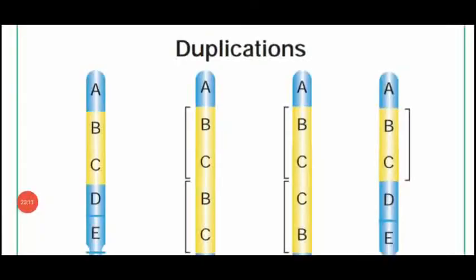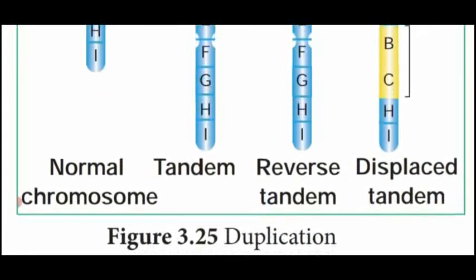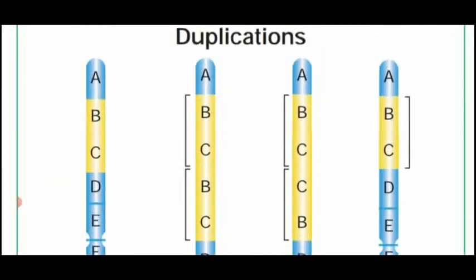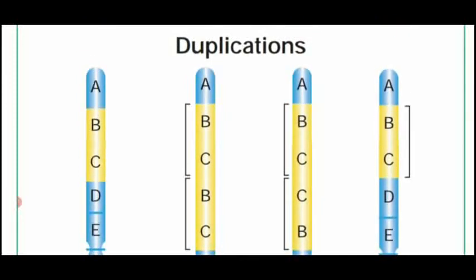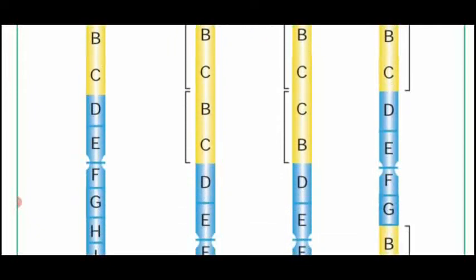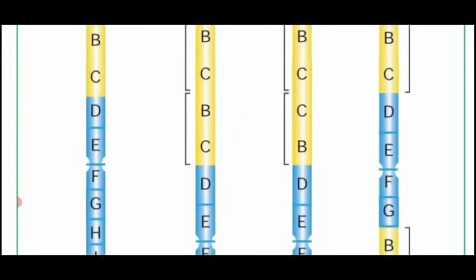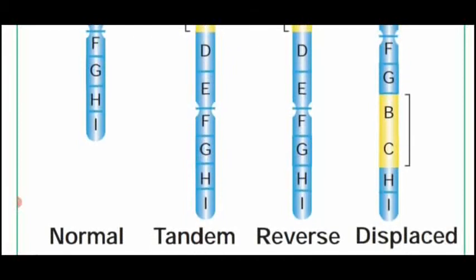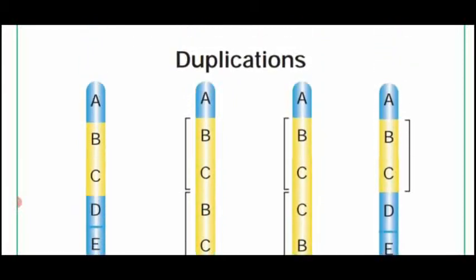Dear students, see the diagram which is showing the duplication chromosomal aberration. The first one is the normal chromosome, which has different gene segments arranged in linear order A, B, C, D, E, F, G, H and I, with two arms. One is the long arm, another one is the short arm. The duplication takes place in the next diagram.